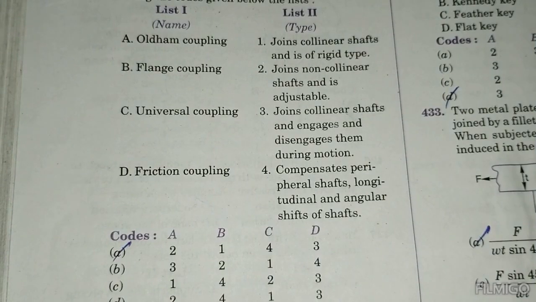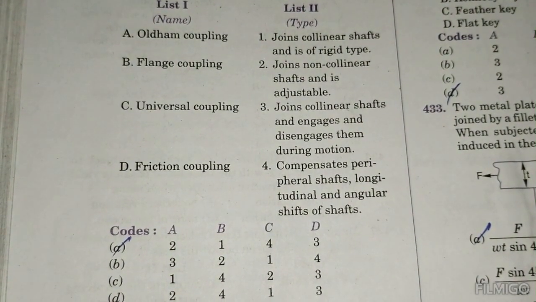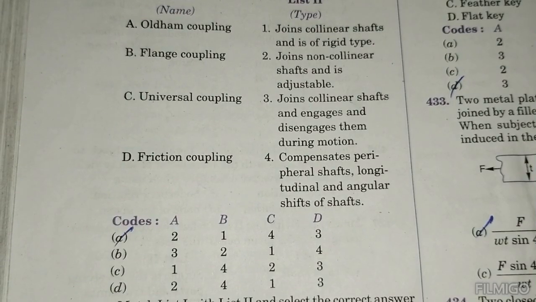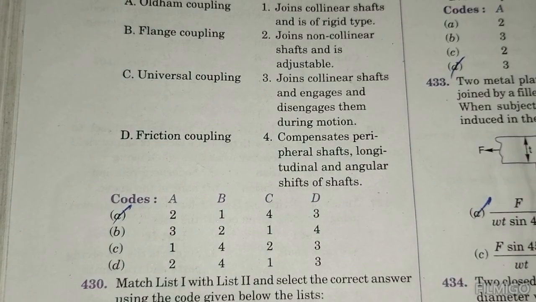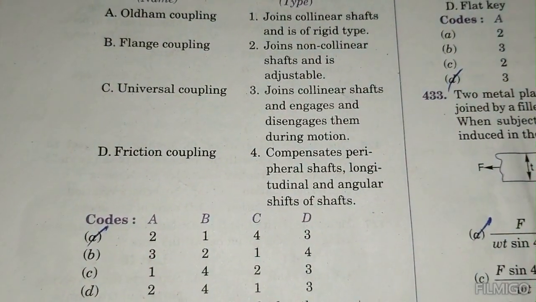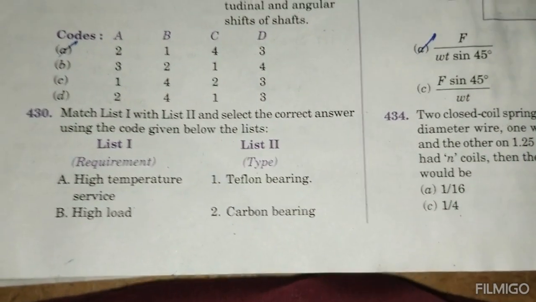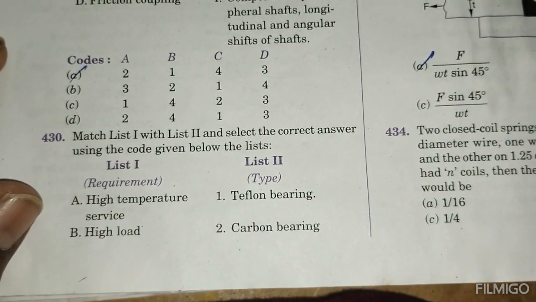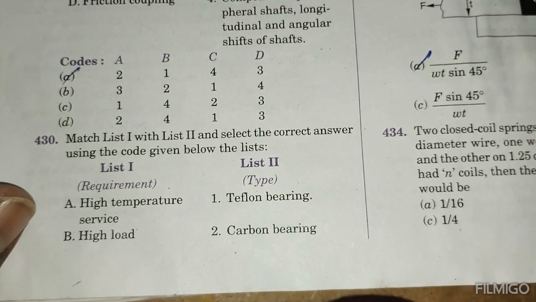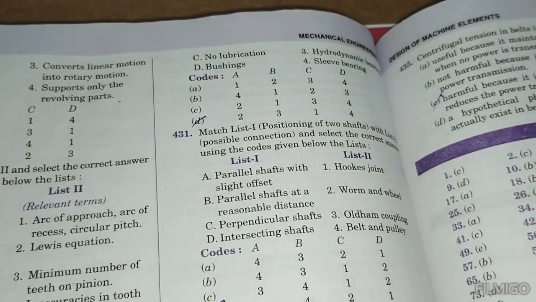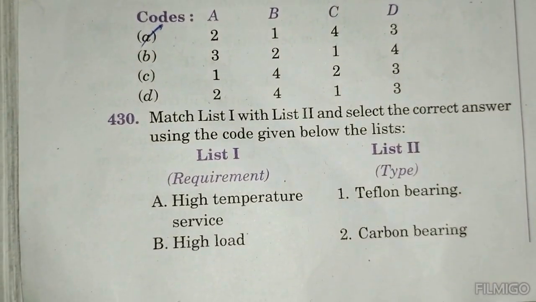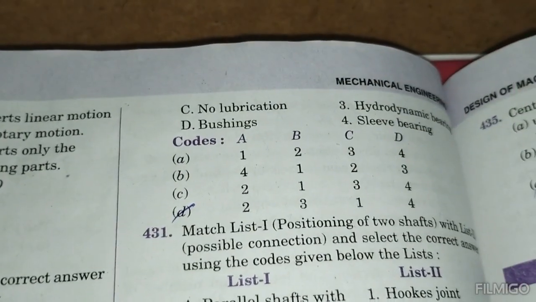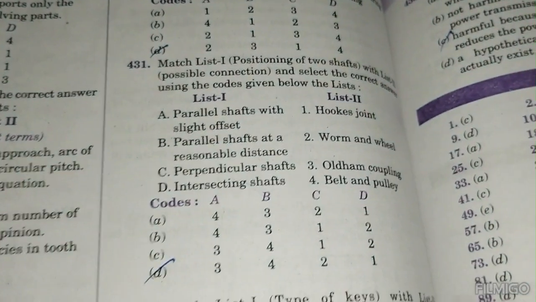And universal coupling is to compensate for longitudinal and angular misalignment of shafts. And friction coupling joins collinear shafts and engages and disengages them during motion. High temperature is the carbon bearing. High load is the hydrodynamic bearing. No lubricant is the Teflon bearing. And bushings is the sleeve bearing.